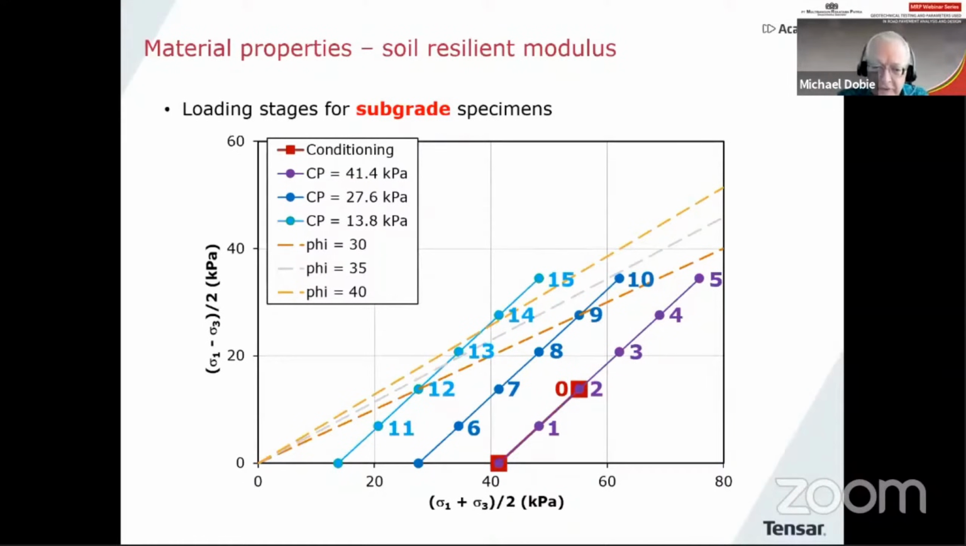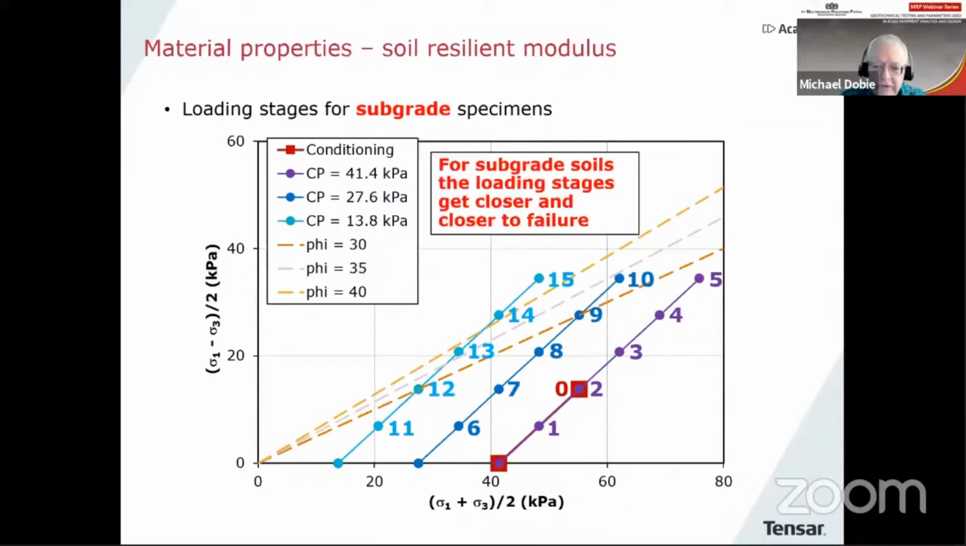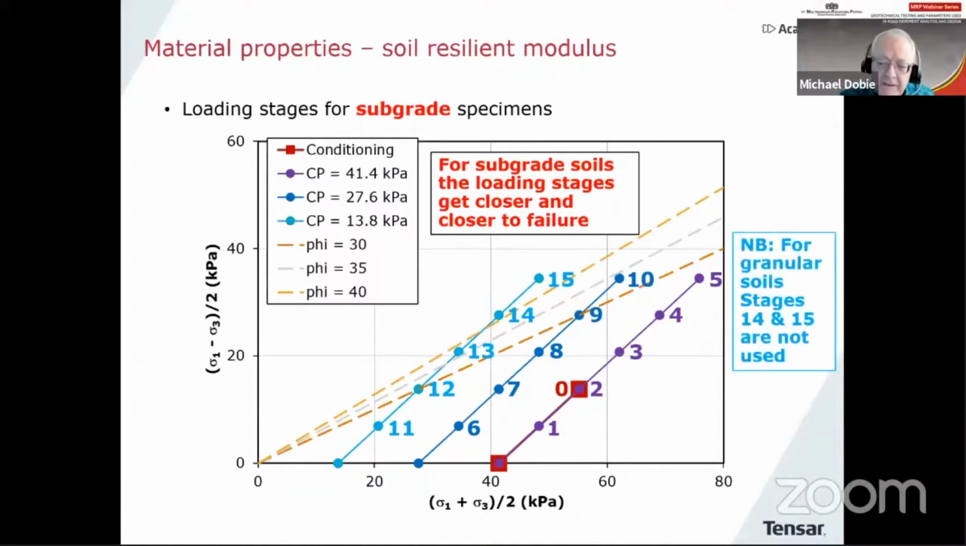I've also put on this diagram the values of 30, 35, and 40 degrees. And what you can see with this particular test is that for subgrade soils the loading stages are getting closer and closer to failure. And in fact, if you're testing granular subgrade soils, you don't normally carry out stages 14 and 15 because the sample will probably fail anyhow.